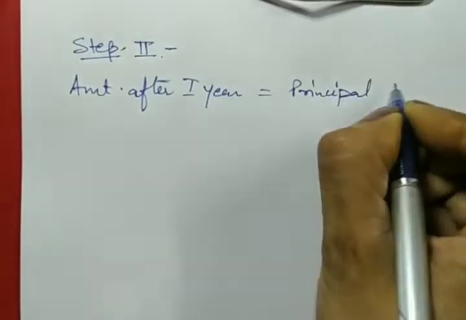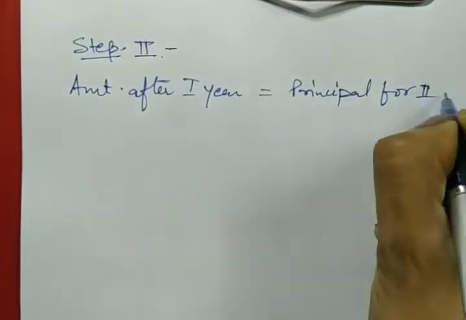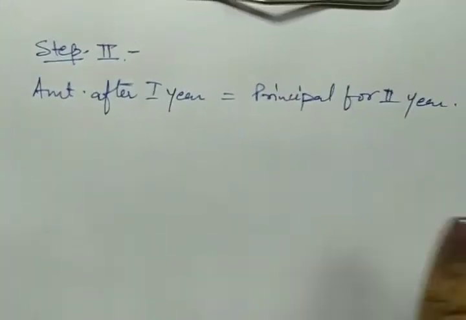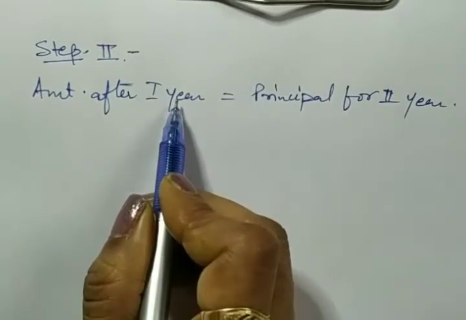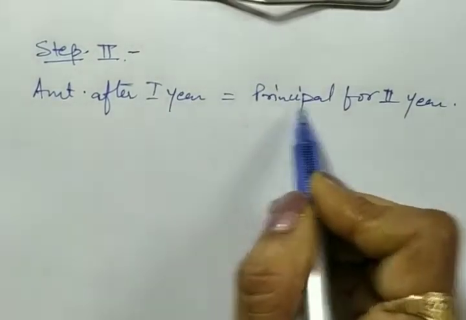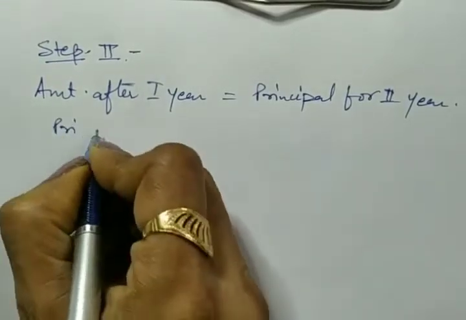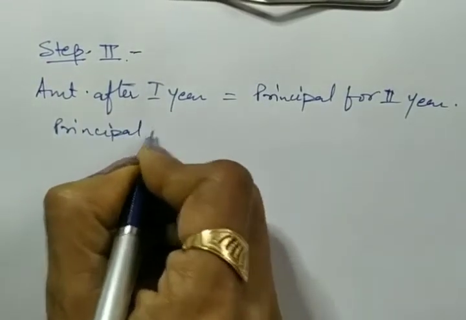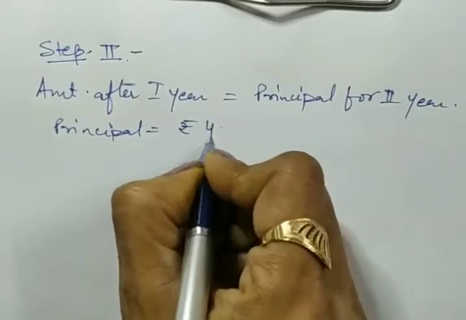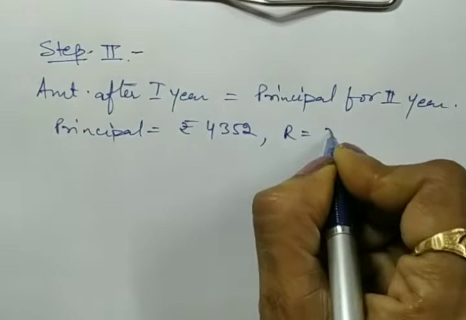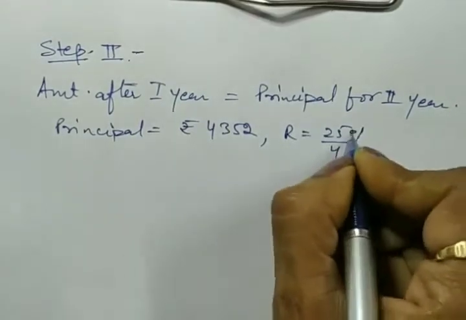Now in step 2 we consider the amount after first year as the principal for second year, or we can say the next year. So principal is equal to rupees 4352. Rate will be as it is, that is 25/4%.